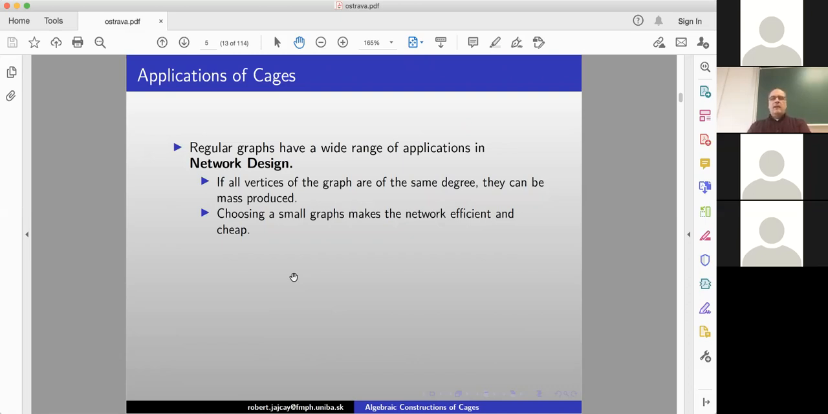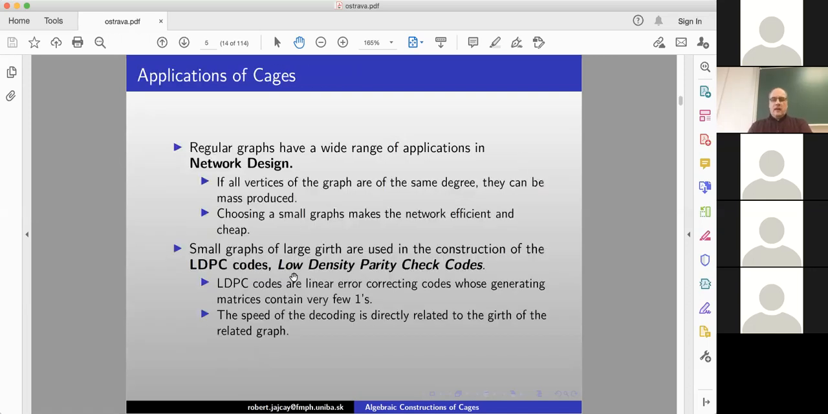First of all, many of the network designs rely on a regular graph, which means all the vertices are of the same degree. And as I understand this, that makes the production of such things easier. You can mass produce those nodes with the same number of outgoing wires or something. And the other question, why do we choose a small graph? I think that's fairly obvious. If you're going to make something, it's better when it has fewer parts than lots of parts because it's cheaper to produce.